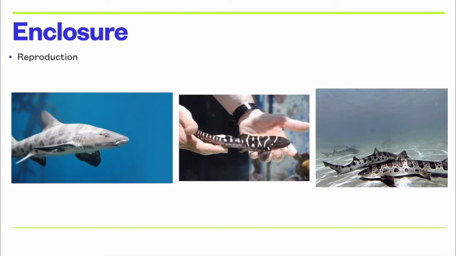Reproduction. A mother leopard shark keeps her eggs inside her body until they hatch. After 10 to 12 months, she gives birth to a litter of about 7 to 36 pups, each about 7 inches long. A female leopard shark is usually about 10 years old when she has her first litter. After that, a female will generally mate every year.